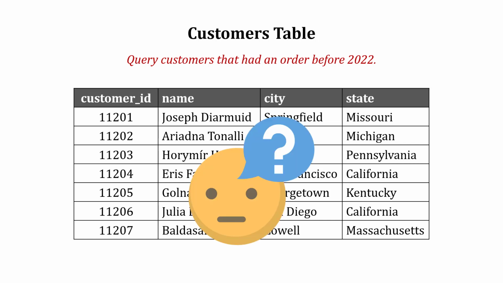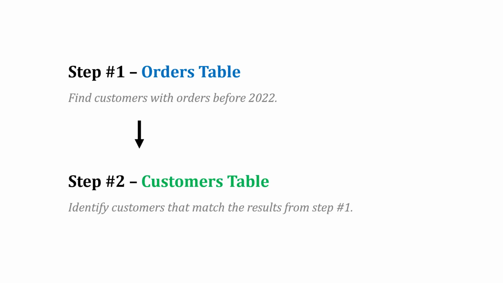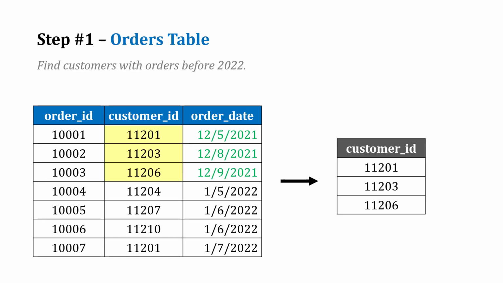Now, the problem we're going to face is that in the customers table, we don't have order information. We've got to get that from somewhere else. We can use a subquery to help us with that step. So what we probably want to do in this scenario is first go to the orders table and find customers with orders before 2022. And that's going to be our subquery. Then the second step is to go back to the customers table and identify customers that match the results from step number 1. So here's what that could look like.